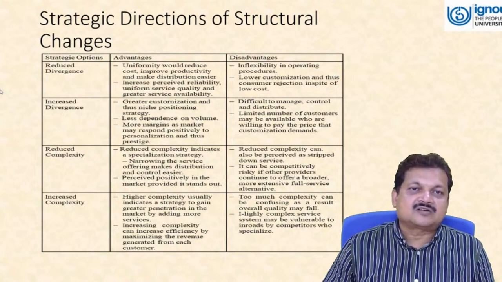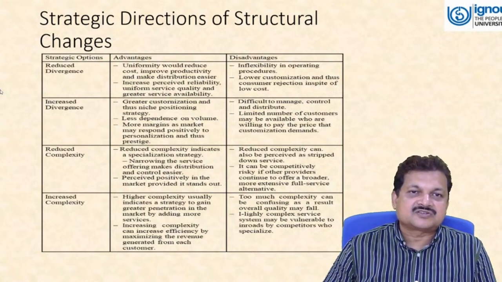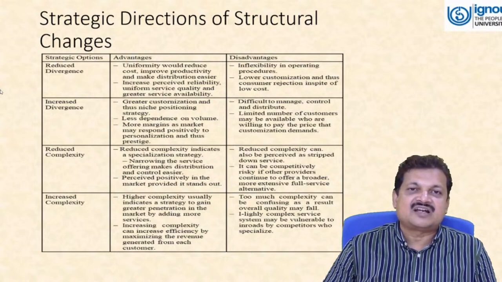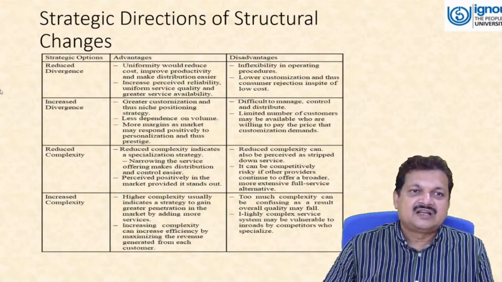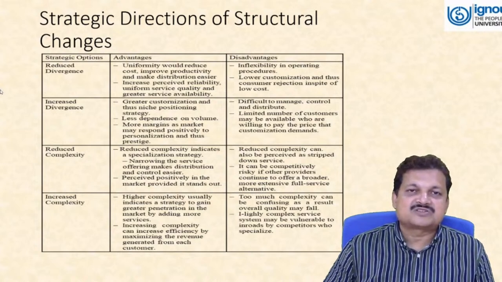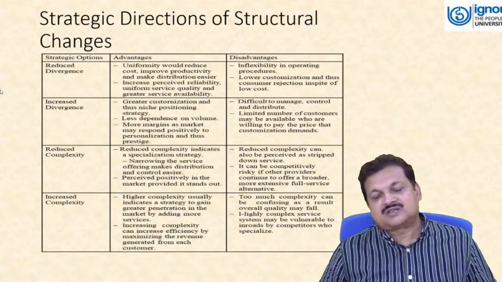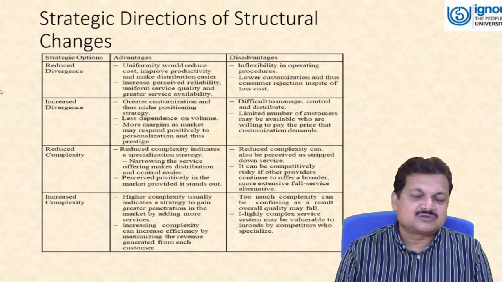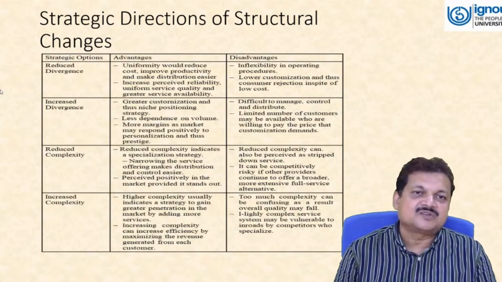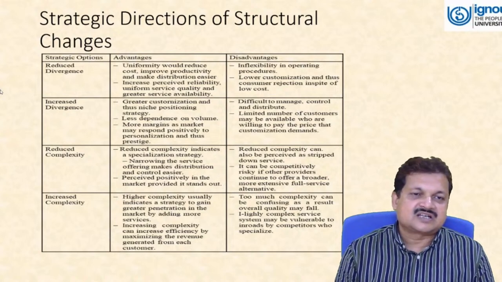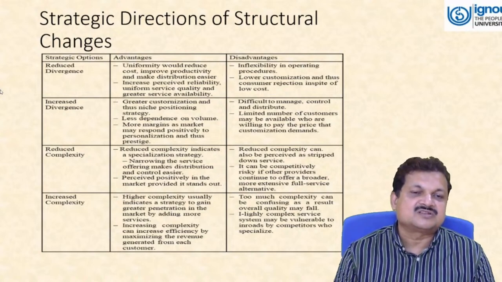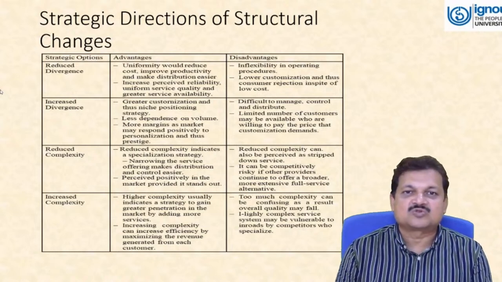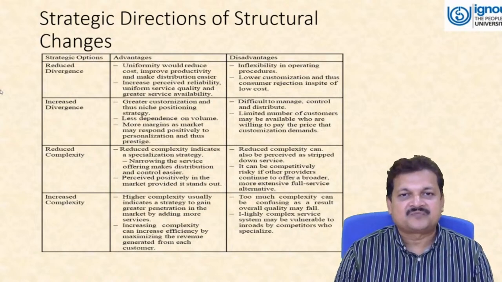Increased divergence means greater customization and a niche positioning strategy. Increased divergence means a variety of services. Here diversity is very high, so there is less dependence on volume. Persons can be differentiated by expertise, or separated across the different services. You also get more margins, because when you split the services into different categories, you can charge different charges for each category. But when the services are similar, you cannot charge more. So these are the advantages you are going to get.